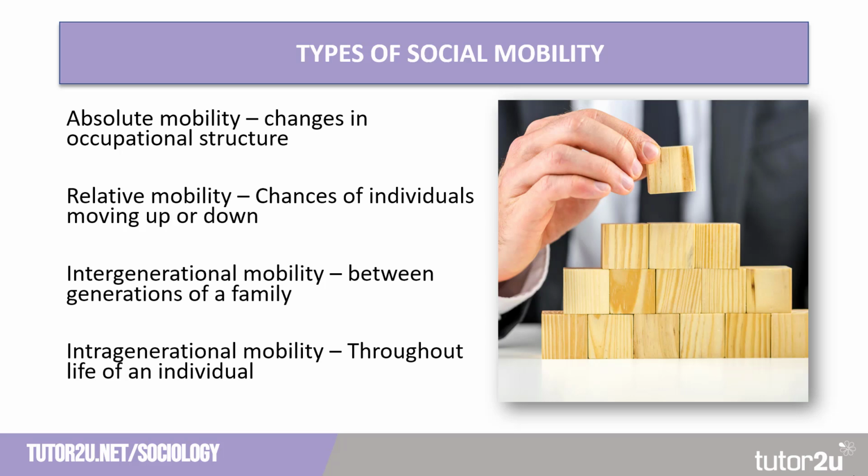A third form of social mobility is intergenerational mobility, and this examines the changes in social status between generations within a family. For example, comparing the occupational status of parents and their children. A final form of social mobility is intragenerational mobility, and this looks at the changes in an individual's social status throughout their own lifetime. For example, someone starting their career in a low-paying job and advancing to a higher-paying position later in life.